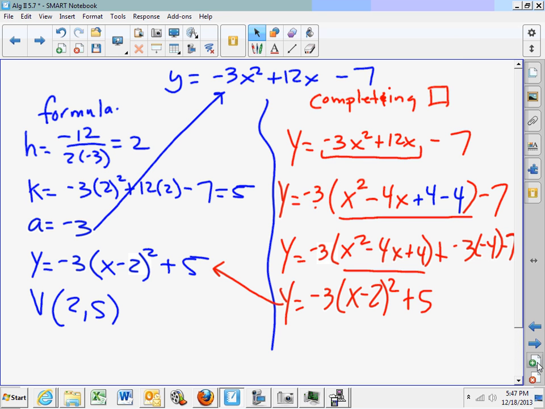Now, it is a good idea for you to know both of these methods and choose which one you want to use when it's convenient. And that's pretty much what they're going to expect you to go through. They're going to expect you to graph quadratic functions with transformations. And if they give it to you in general form, you'll be expected to put it in vertex form so that you know what the transformations are. And that is, that's it. We're done.